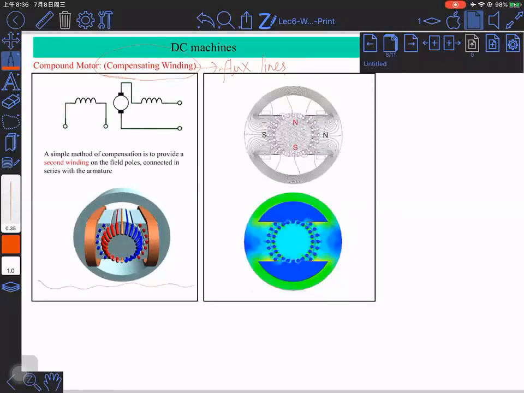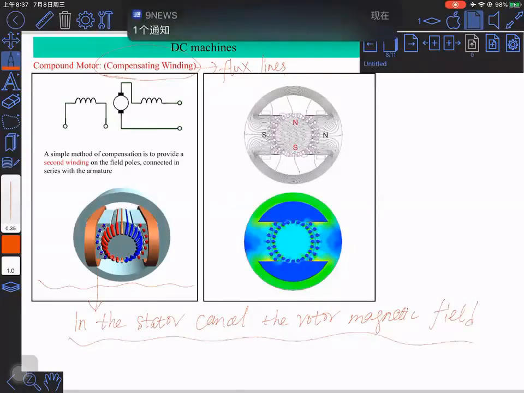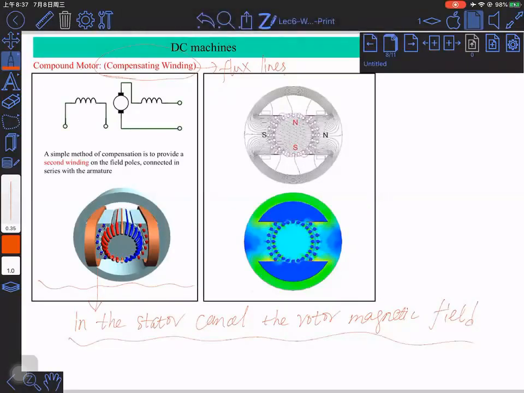As we mentioned, the compensating windings will be here in the stator, not in the rotor. Why? Because it is trying to cancel the rotor magnetic field. That's why the compensating winding is in the stator. Otherwise, it's going to strengthen the rotor magnetic field, right? It's important.